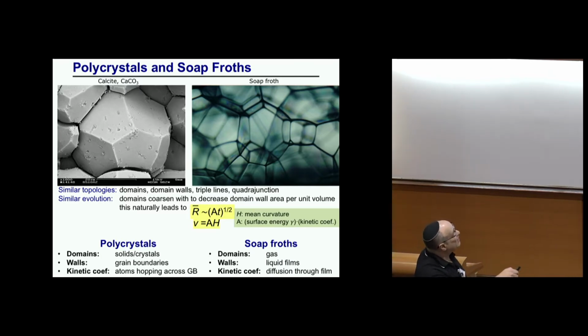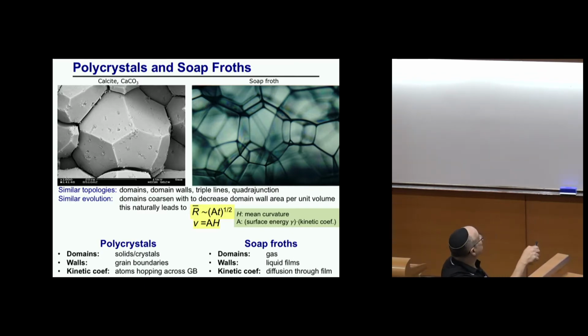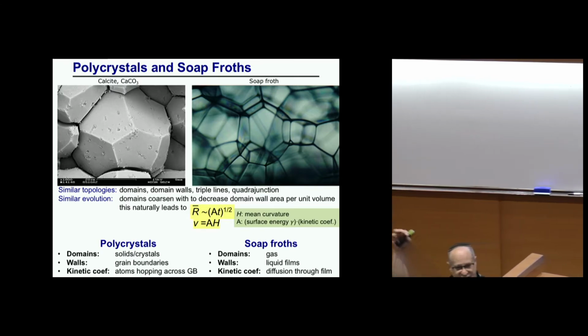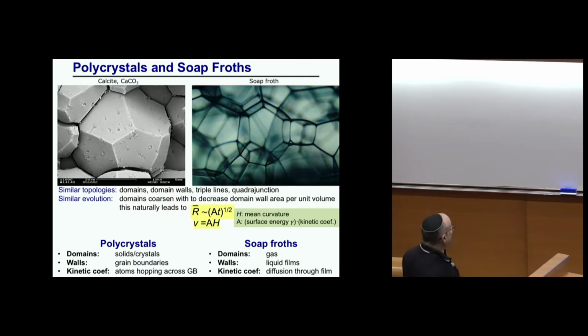And then when these domain walls move, in the soap froth case, you have gas diffusing through these liquid films, and so the kinetics are controlled by the rate of that diffusion. In a polycrystalline material like this, atoms have to jump across and detach from one crystal and attach to the other crystal. And the kinetics, the absolute rate at which this happens, is what determines how things move.